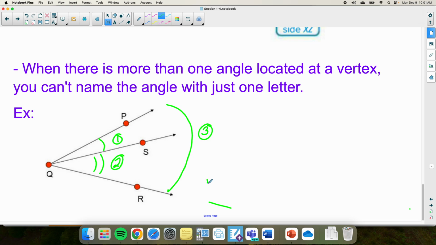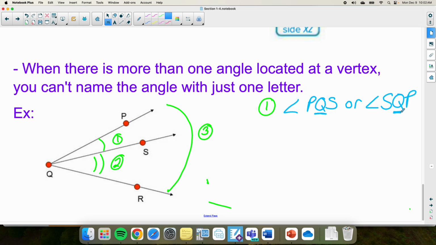So if I was naming angle 1 here, when I name it with 3 letters, which letter has to be in the middle? Q. Q, very good. So angle 1, I could name as angle PQS or SQP. Everybody understand that? So I could say PQS or SQP. Q has to be in the middle.